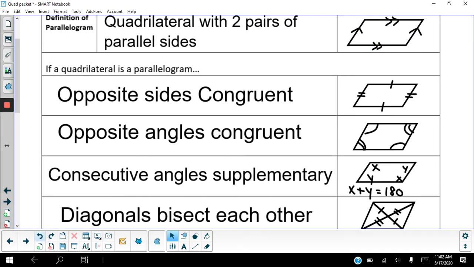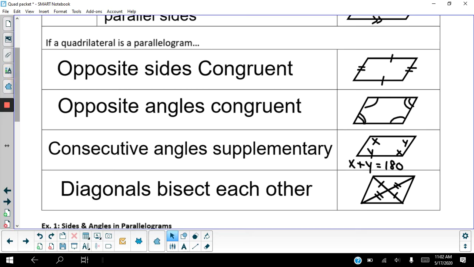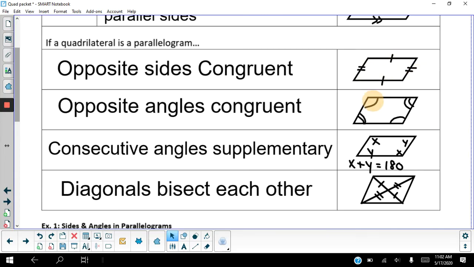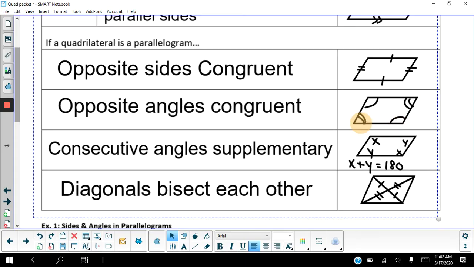All right, so a couple of properties of parallelograms are here. Opposite sides are congruent. So you see these sides here are congruent. These sides are congruent. Opposite angles are congruent. These angles and these angles. Consecutive angles are supplementary. Remember, supplementary means add up to 180. So X and Y, those are next to each other. No matter what, X and Y are always next to each other, so they're going to add up to 180.